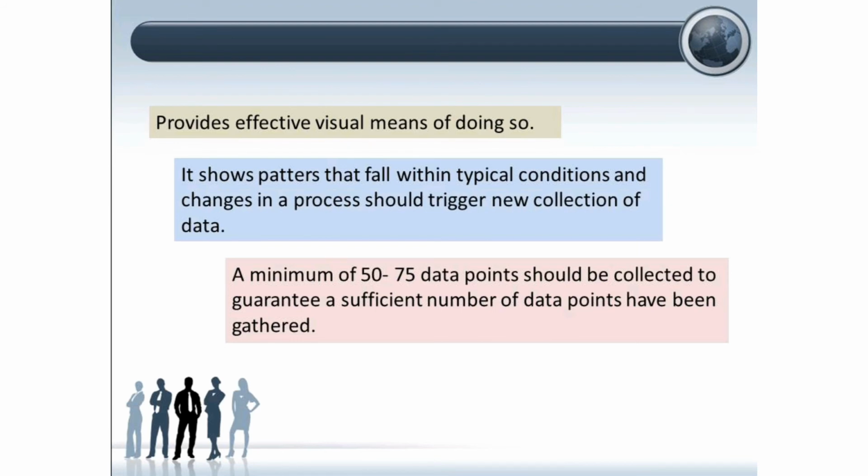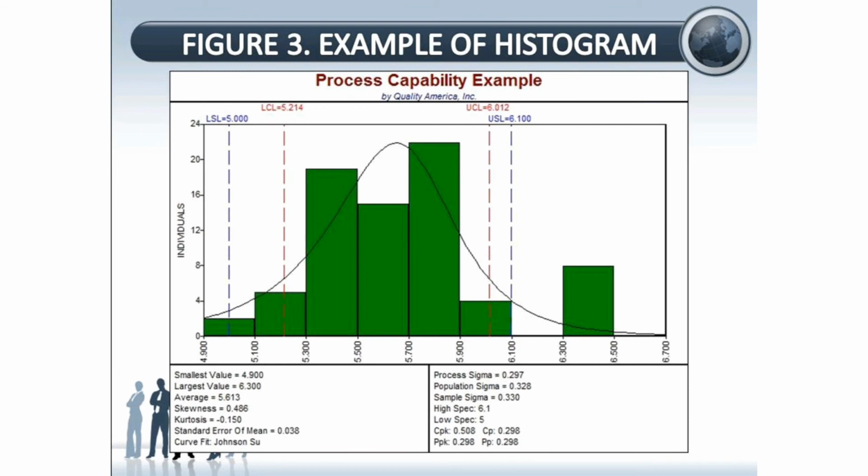It shows patterns that fall within typical conditions, and changes in a process should trigger a new collection of data. Also, a minimum of 50 to 75 data points should be collected to guarantee a sufficient number of data points have been gathered. The patterns that are detected reveal an analysis that helps understand variation. Here is an example of a histogram from Quality America Incorporated.